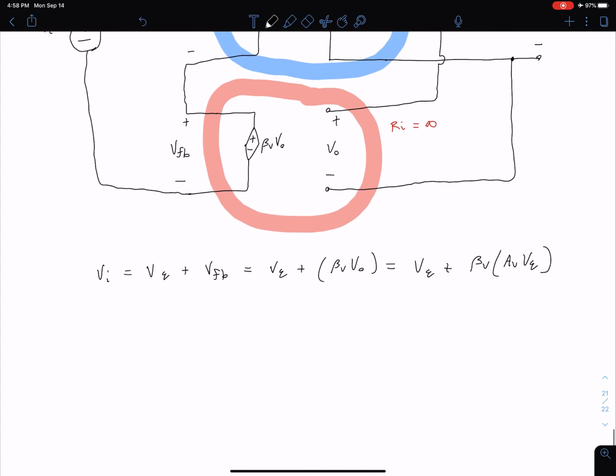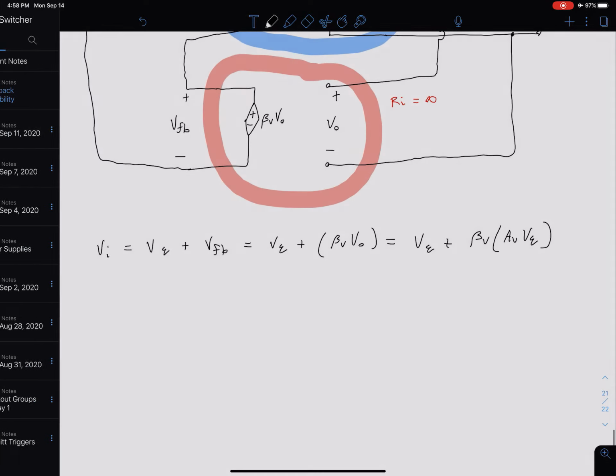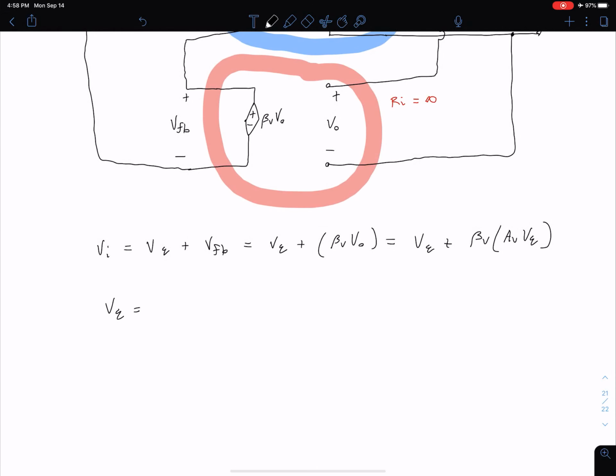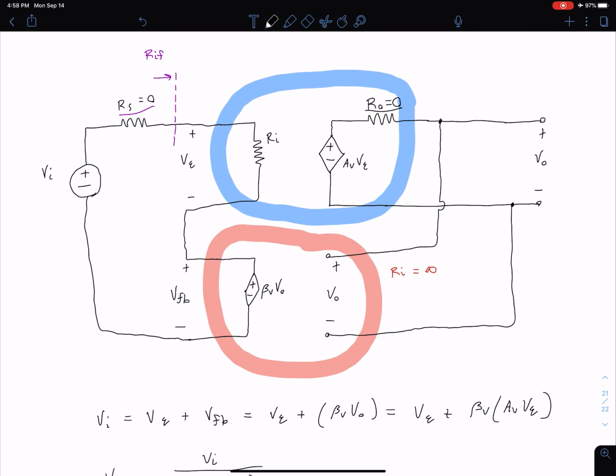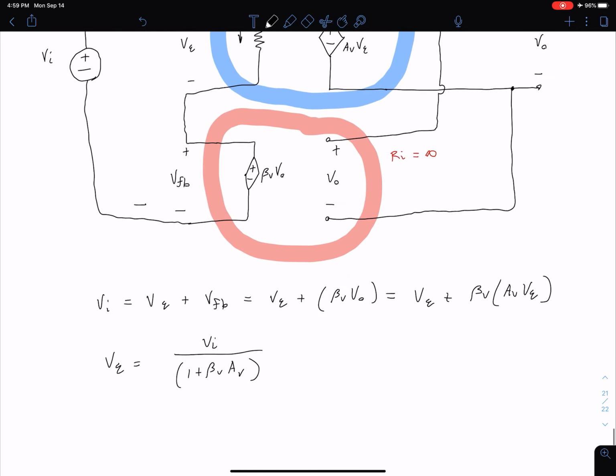Okay, so now what we can do is solve this for V epsilon. So we can say V epsilon is equal to VI divided by 1 plus beta V times AV. Well, why do we want to do that? Well, now that we've done that, we can come back and look at the current in this resistance Ri. And if we know the current into this node where we're defining our input resistance and the voltage across this whole thing, which is our VI, we can define that RIF.